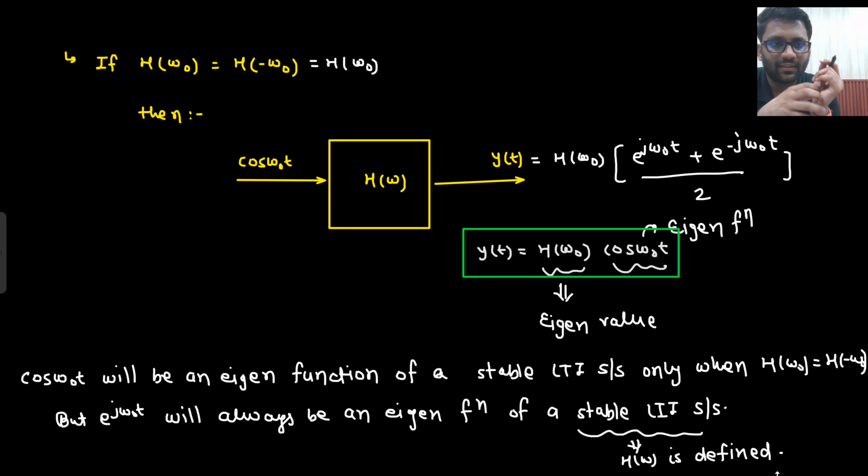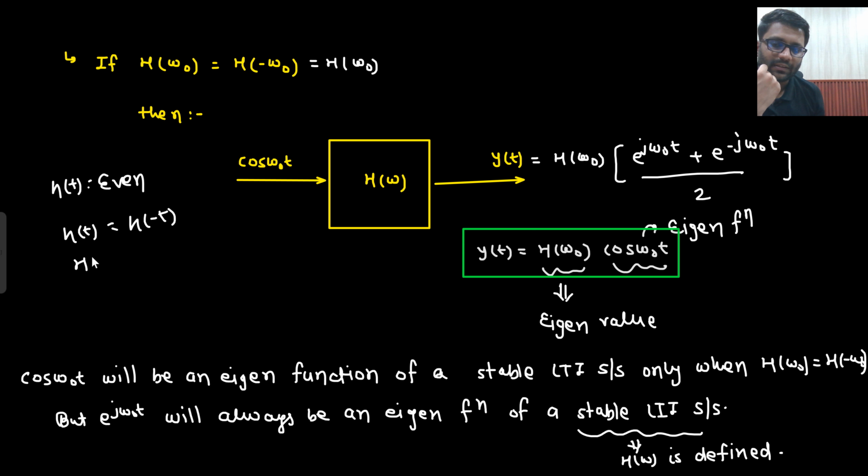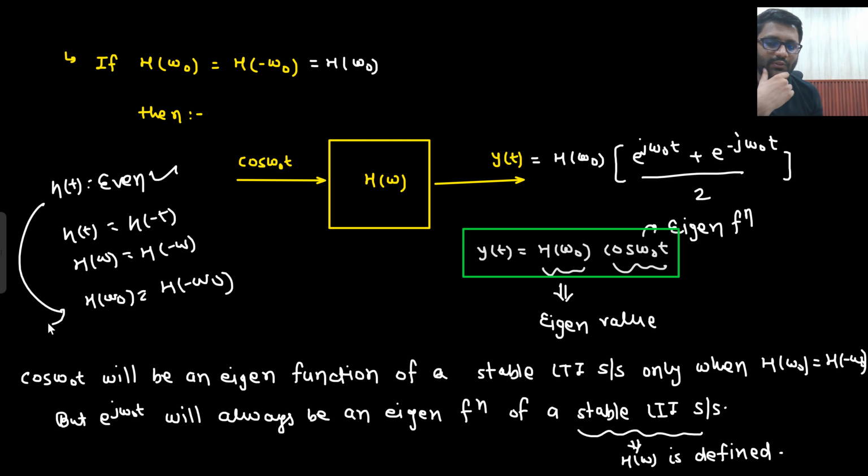h of t should be even, right? Because if h of t is even, that means h of t will be equal to h of minus t. That means H of omega should be equal to H of minus omega. So H of omega naught will be equal to H of minus omega naught. So if h of t is even, then your job is done. But is it the only condition? h of t has to be even.